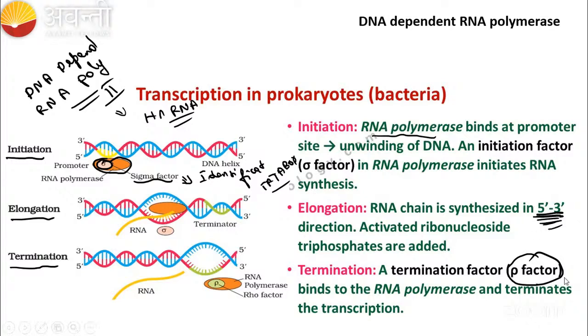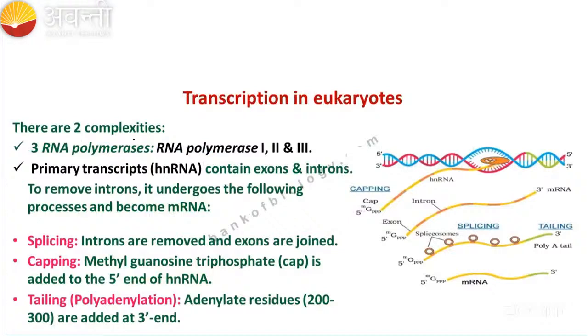The ribonucleotides are going to be added. Then there is a complexity in the eukaryotes. The RNA produced in the prokaryotes does not contain any exons or introns. But in the eukaryotes, the primary transcript, the hnRNA, contains the exons and the introns. The exon is the coding, whereas the introns are non-coding. We have to remove this non-coding part, right?